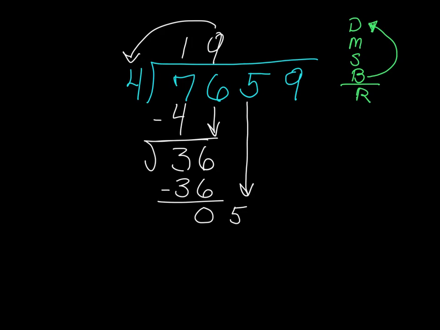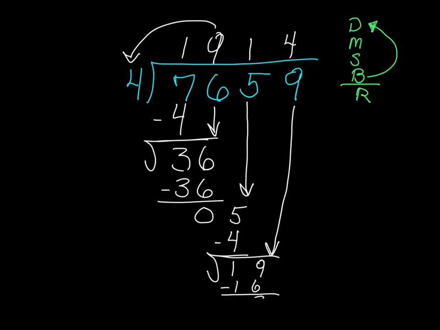4 goes into 5 once. 1 times 4 is 4. 5 minus 4 is 1. We still have another number to bring down, and that is a 9. And since we have another number to bring down, we got to go back to division. So 4 goes into 19 how many times? Well, it goes 4 times, because if I did 5, that would be 20, and that would be too much. So 4 times 4 is 16. Then we subtract, and we get a remainder of 3.